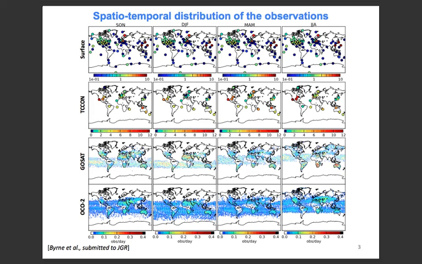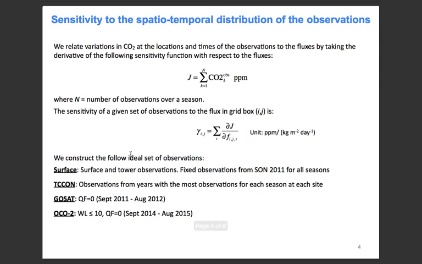We're going to generate pseudo data from GEOS-Chem using this spatial and temporal distribution of the observations, and then use the adjoint to try to back out the sensitivity of these observations to the surface fluxes. Okay? So we're taking the adjoint, and if you have an observation at a particular point in space in the model, you can run the adjoint backward in time to determine what is the influence of the surface fluxes on that observation location and time.